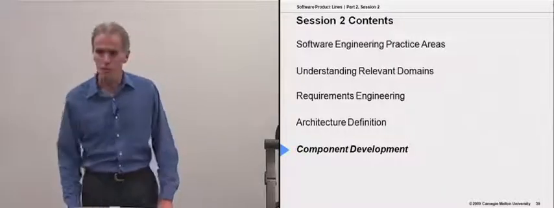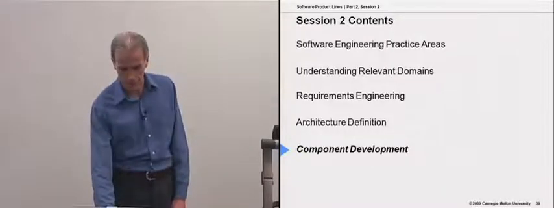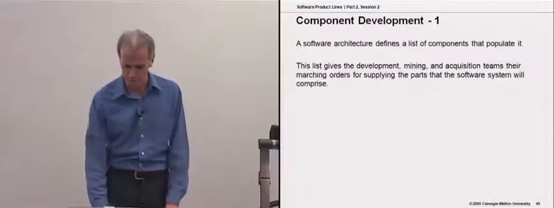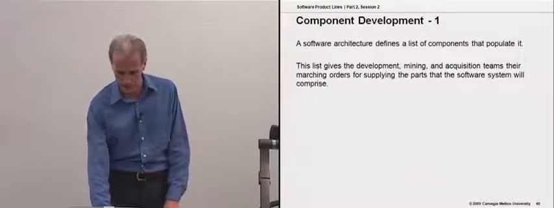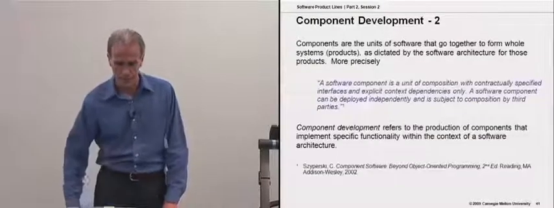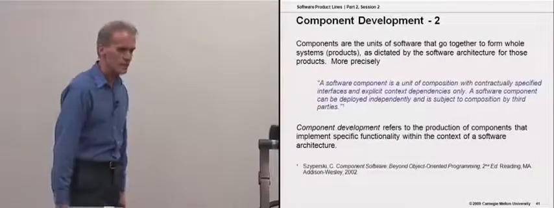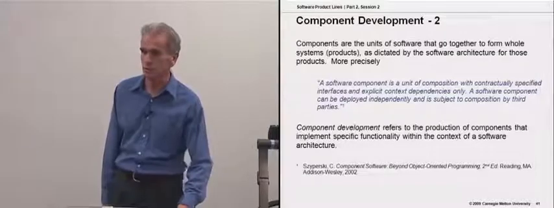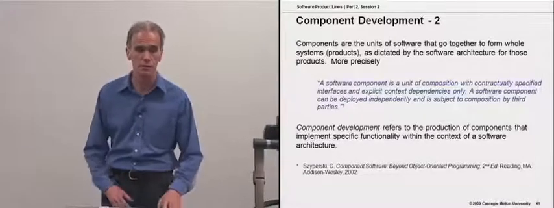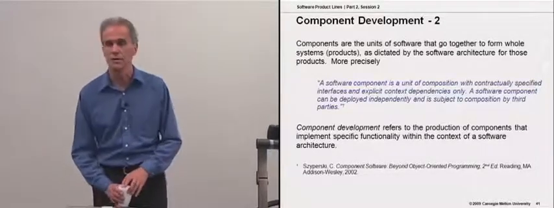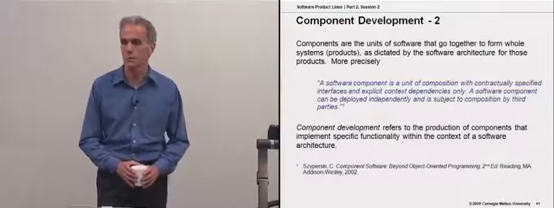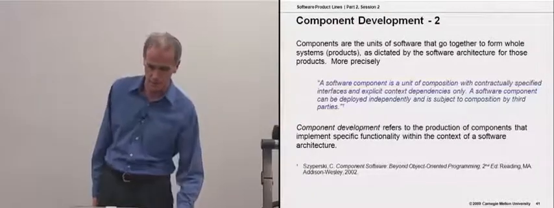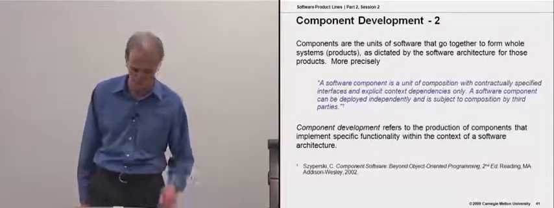The last practice area in this category that we're going to look at is component development. And the basic problem for component development in a software product line context is making sure that the components have the requisite support for the variability that was identified in the product line architecture.